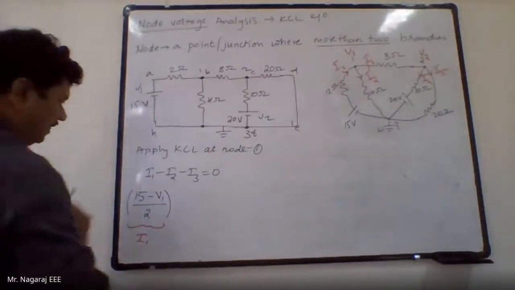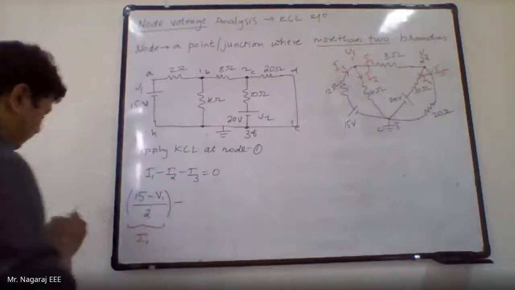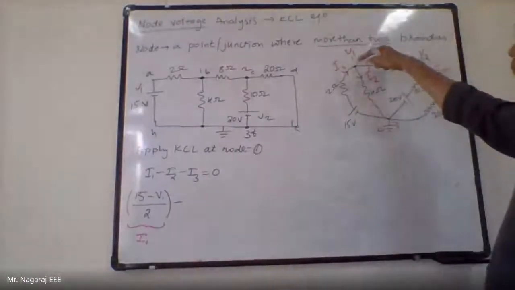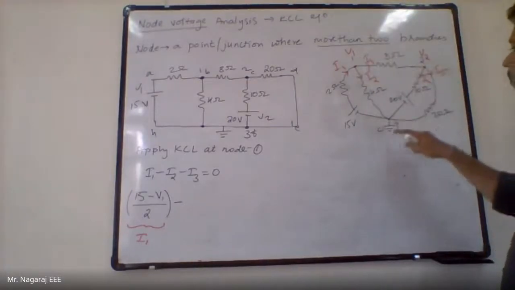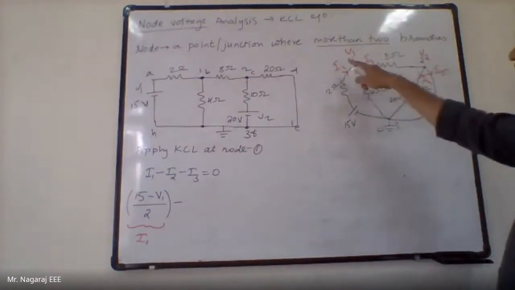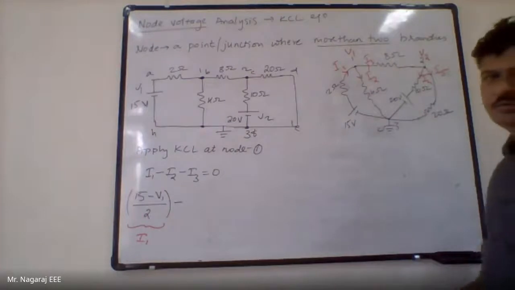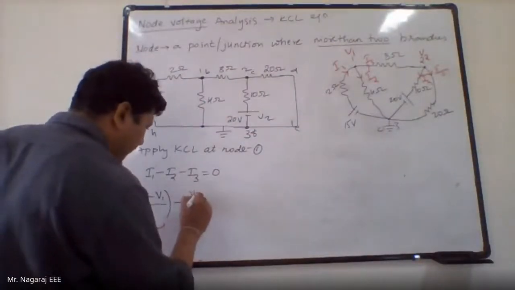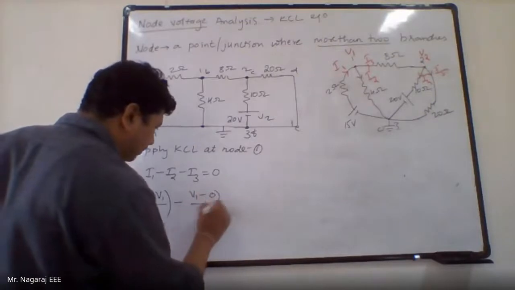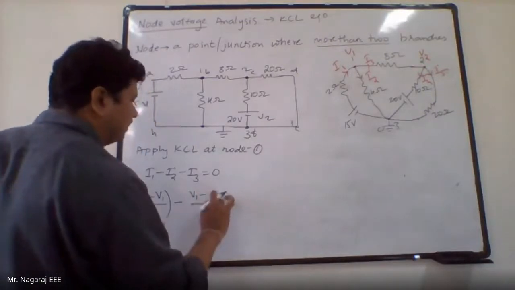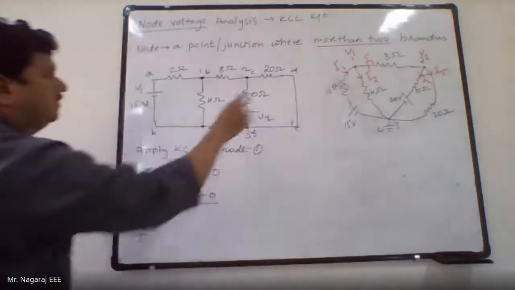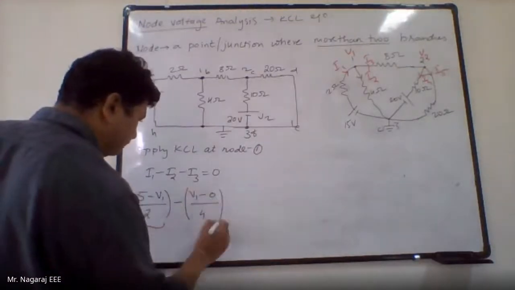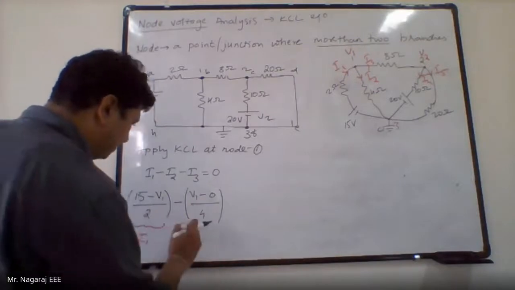Okay, minus I2. Now see, I2 is flowing from V1, that is node 1, to ground. So V1 is at higher potential point with respect to ground. So I will take that as V1 minus 0 divided by the impedance of that branch, which is 4. Now this is I2.